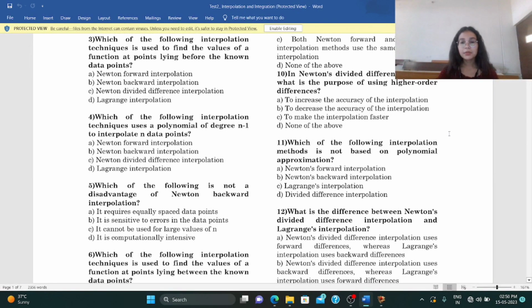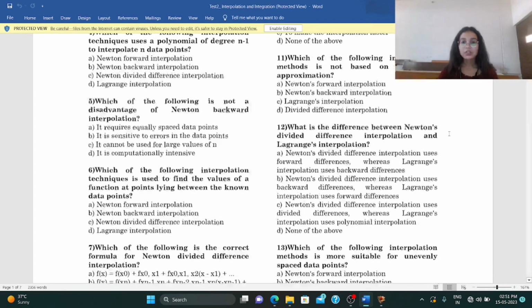Which of the following interpolation methods is not based on polynomial approximation? Option A. Newton's forward interpolation. B. Newton's backward interpolation. C. Lagrange interpolation. D. Divided difference interpolation. And the answer is D. Divided difference interpolation.